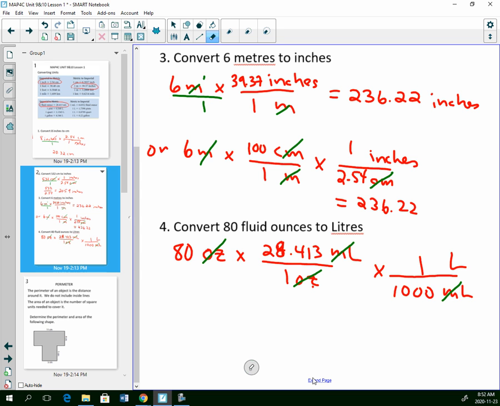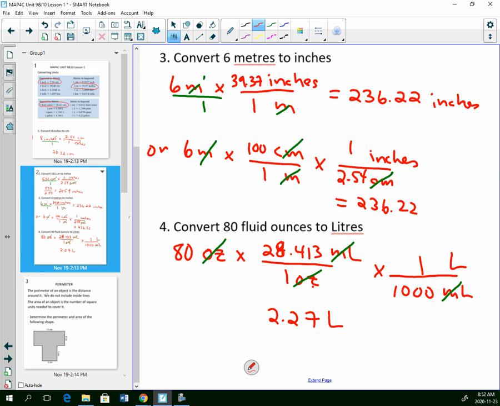And that works out to be, let's see. So I'm doing 80 times 28.413 and then divided by 1,000. So any number on the top I'm multiplying, any number on the bottom I'm dividing. So 2.27 liters.